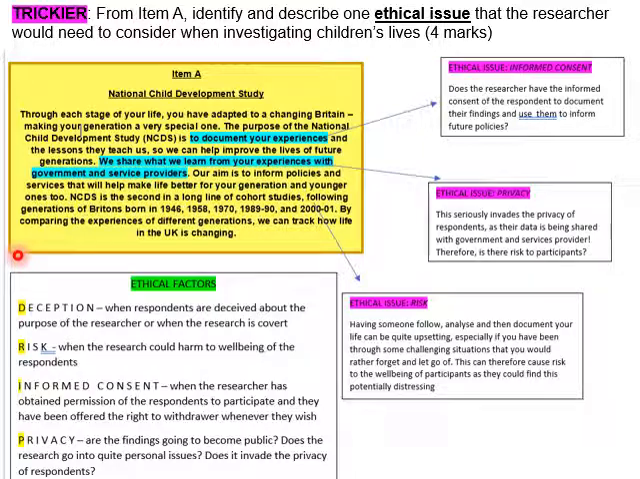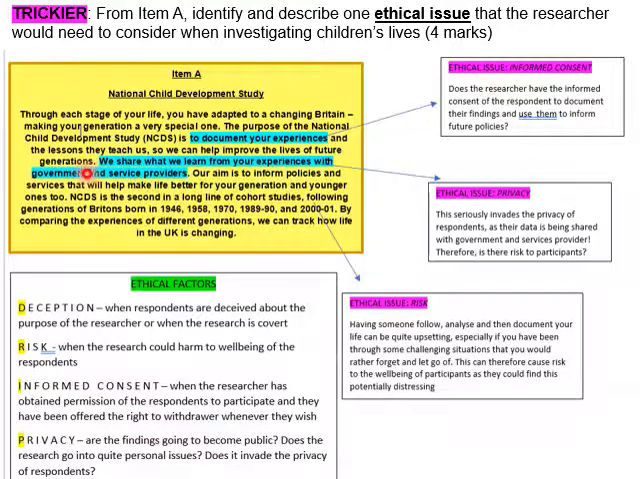So let's just pause there. You'll see that I highlighted this section here, to document your experiences. And I've put here, an ethical issue could be informed consent. Does the researcher have the informed consent of the respondent to document their findings and use them to inform further policies? Okay, we don't know whether or not they've got informed consent. We'd like to assume they do, but we don't know that. So an ethical issue that we as researchers would have to consider here is we need to get the informed consent of our respondents and their approval and permission to let us document their experiences.